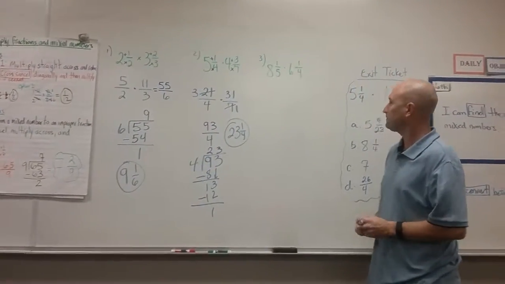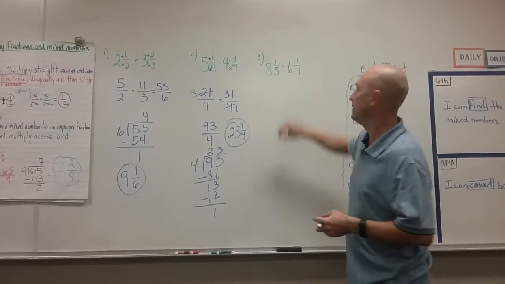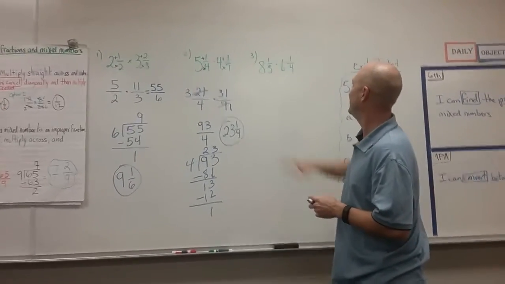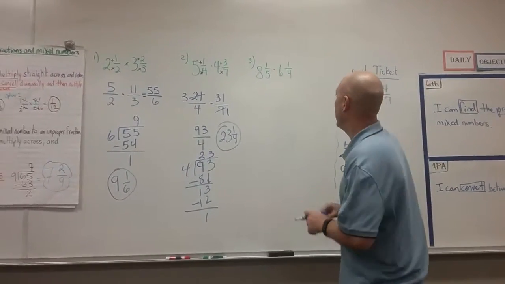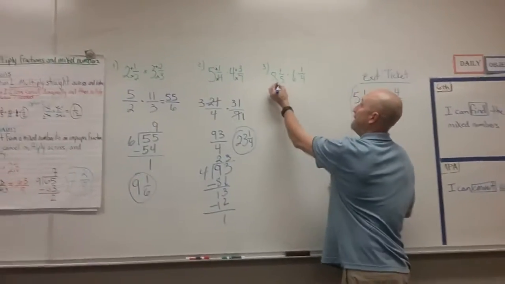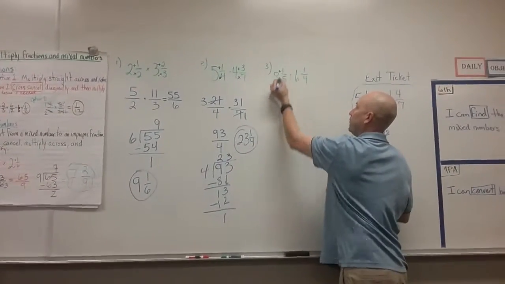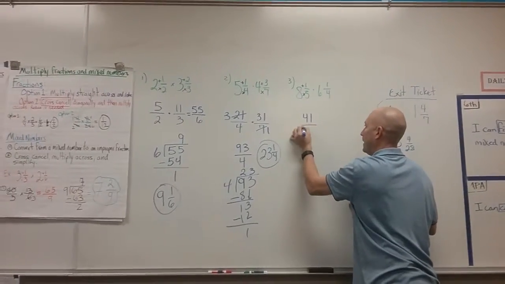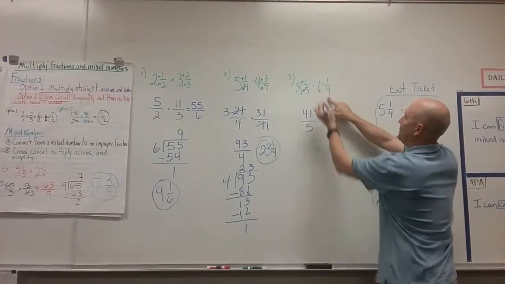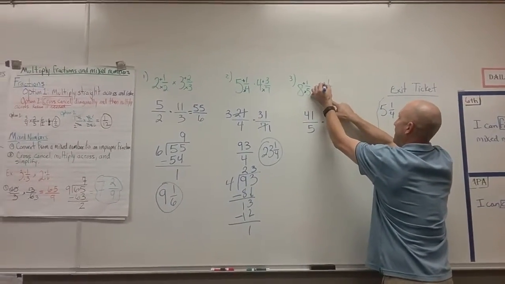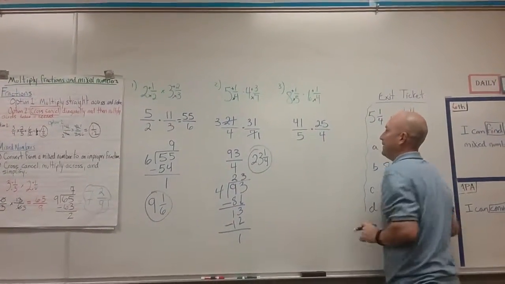The last problem. 8 and 1/5 times 6 and 1/4. 8 and 1/5 is closer to 8. 6 and 1/4 is closer to 6. 8 times 6 is around 48, so I know my answer should be right around that 48 mark. Convert to an improper fraction by taking 8 times 5 is 40, plus 1 is 41, over the original denominator of 5, times 6 times 4 is 24, plus 1 is 25, over the original denominator of 4.